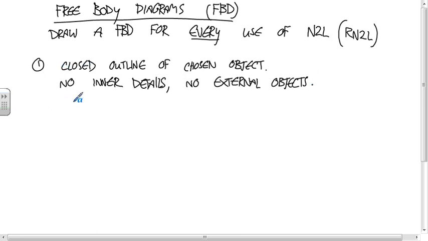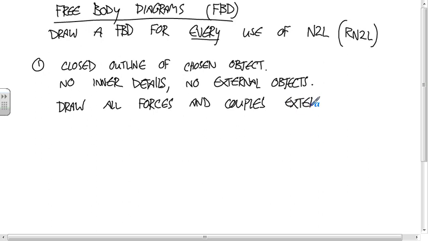And the other thing is you're going to put all forces and couples that are external to the object, that are acting on the object. Okay, so draw all external forces and couples on your chosen object.